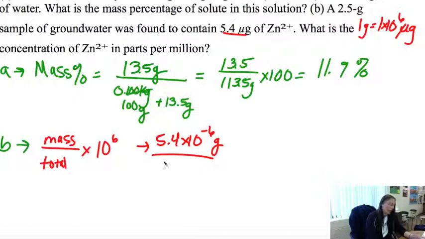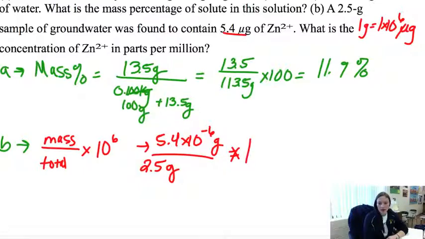That gets divided by my total. In this case, 2.5 grams is my entire sample, so I'm not adding the 5.4 micrograms to it. Adding 5.4 micrograms wouldn't make much of a difference anyway, but you don't add it because that is my total sample. Then I take this times 10 to the 6th, because I want it in parts per million, not a parts per hundred or a percentage, and I get 2.2 parts per million.